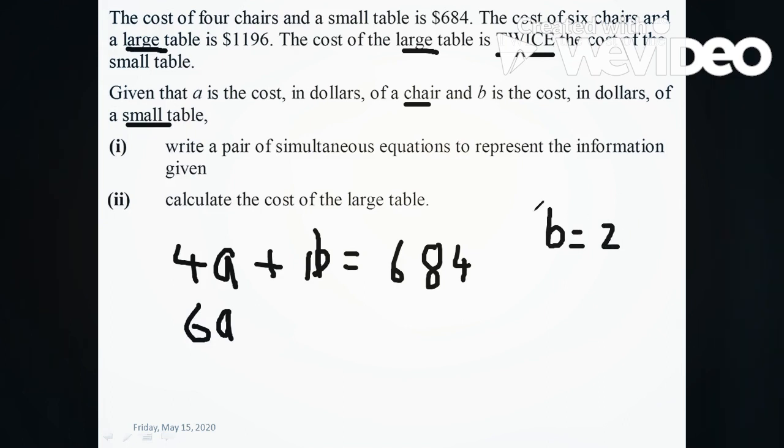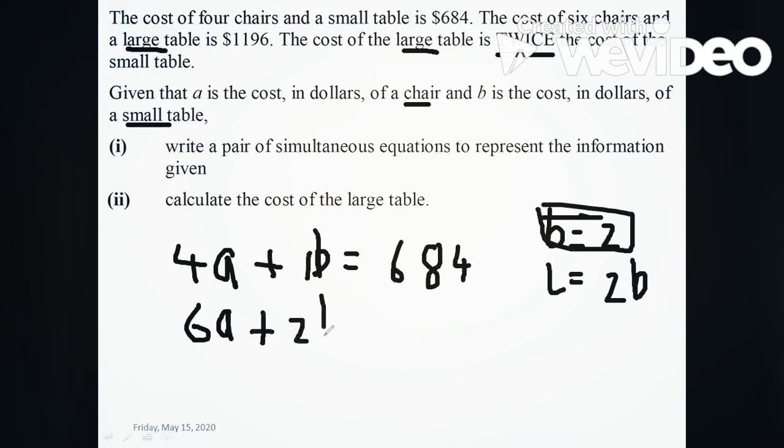Hold on, that didn't come out so good. What they're saying is that one large table is just twice the cost of a small table. A small table is represented by b. So a large table is just 2b. So 6a plus 2b, and that is equal to 1196.